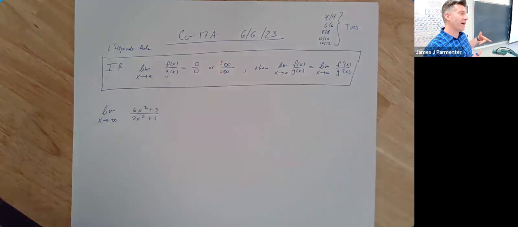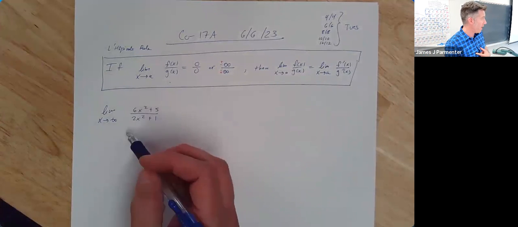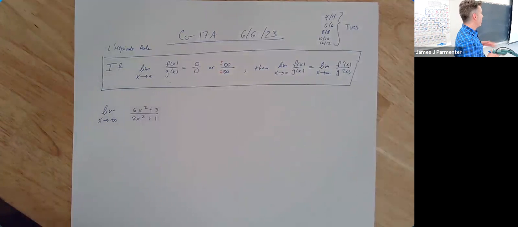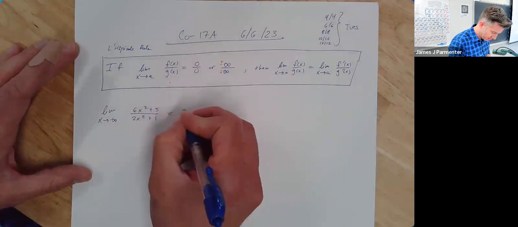So it's 6 divided by 2, right? Because whenever you have the same degree, it's just the fraction of the leading coefficients. But you could, now you shouldn't, right? L'Hopital's rule is a great tool and you want to use it when we need it, but you don't want to use it if you don't need it. So if I was doing this question, I would probably just say the answer is 3.